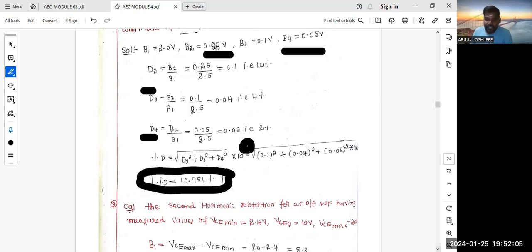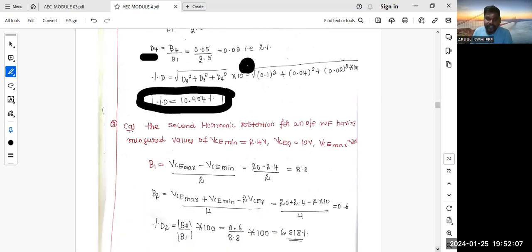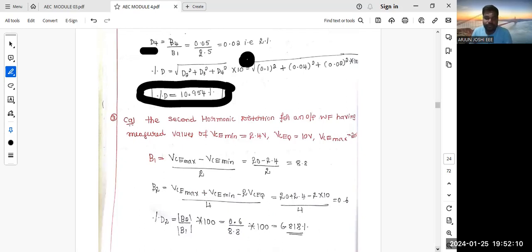Okay, now let's solve the second problem. Calculate the second order distortion for an output waveform having measured values of VCE minimum equal to 2.4, VCEQ equal to 10 volts, and VCE maximum equal to 20 volts. With the help of these three parameters, we can calculate B1 and B2. These formulas come from some derivations. I will explain the derivation on YouTube in future classes, but we already did it in the classroom.